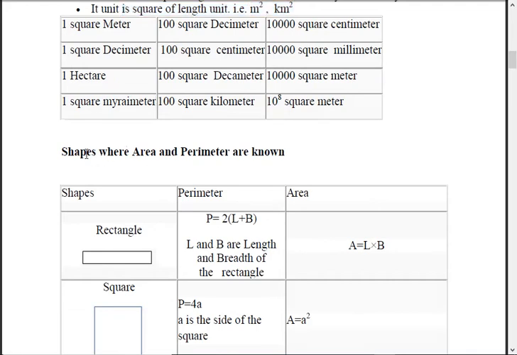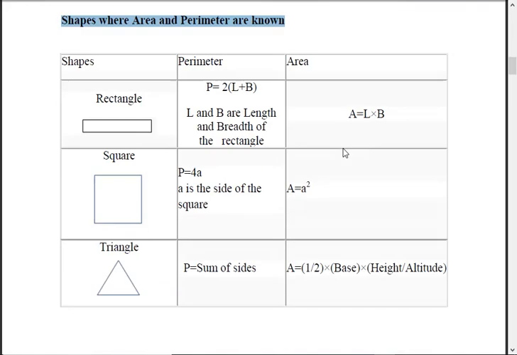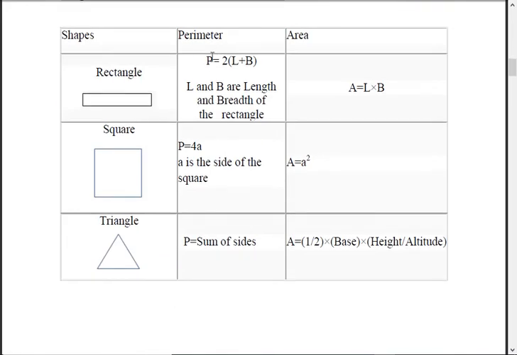Now, shapes where area and perimeter are known. Rectangle: perimeter is 2 into (length plus breadth). What is perimeter? It is the total length of the sides of any figure. So 2(L plus B). Area is length into breadth. Square: perimeter is 4 into side. Why 4 into side? It's the same 2(L plus B), but L and B are the same, so it becomes 4L. Area is side square.